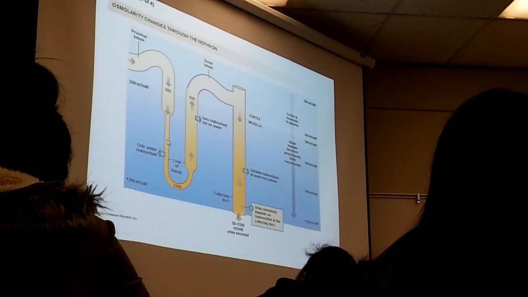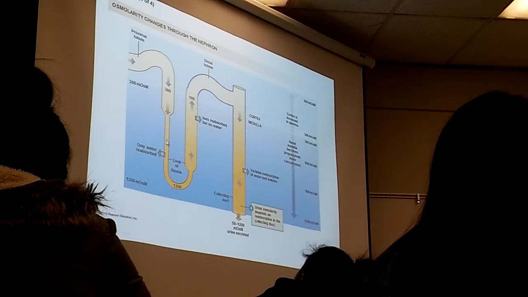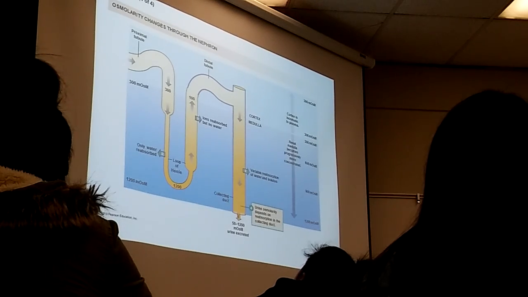Just water. Because what left the descending loop of Henle? Water. Okay, so was salt able to leave? No. So therefore, that's why the inside of the descending loop of Henle becomes more hyperosmotic as it goes. Okay? Can you say it again?